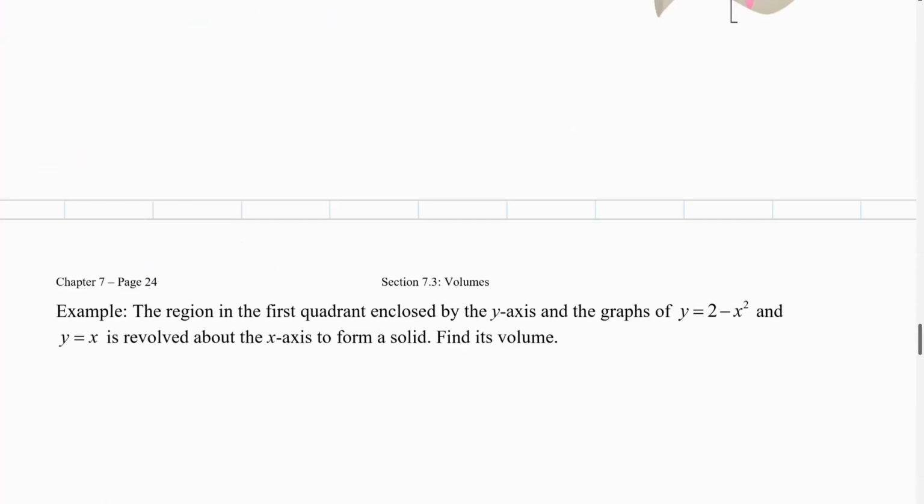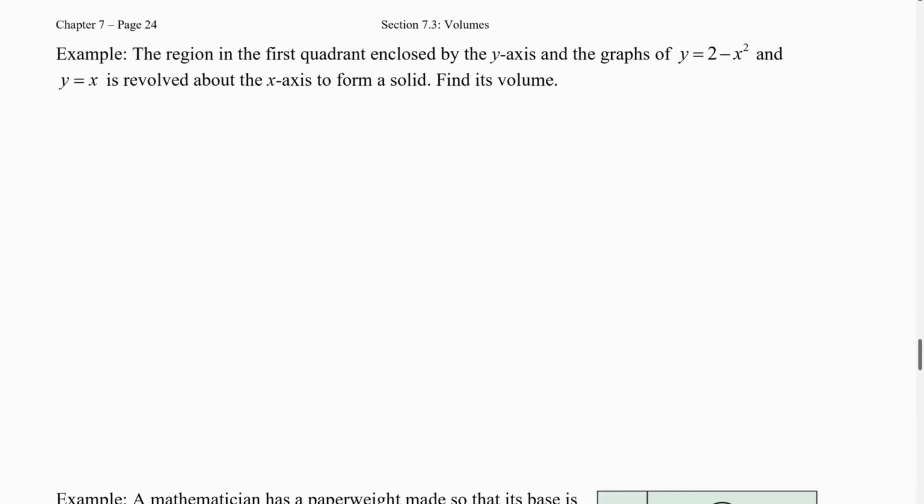The next example is a little trickier. All right. We've got a region which is enclosed by the y-axis, the graph of this parabola, and x equals y, and we're in the first quadrant. Let's draw that out.